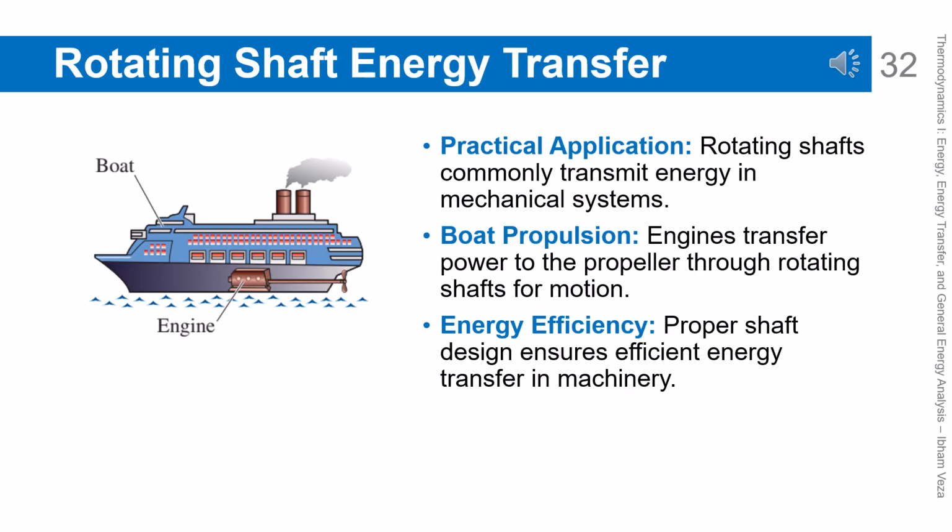Rotating shaft energy transfer. Rotating shafts are widely used to transmit energy in mechanical systems. Engines transfer power to the load through shaft rotation. The system efficiency is strongly influenced by the shaft design and condition. Energy losses can occur due to friction and mechanical imperfections. This concept is very common in pumps, turbines, and machines.